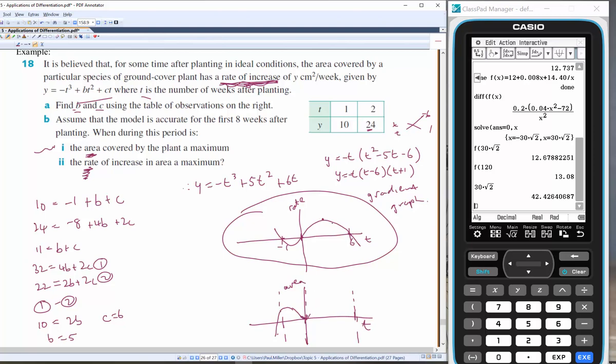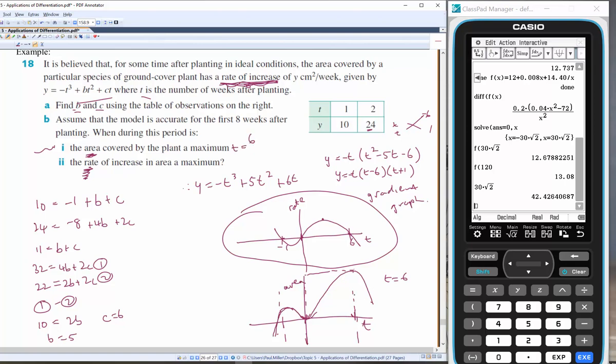And then note here that we've got a positive gradient all the way through to the stationary point at 6. So we're going to have a positive gradient through to a 0 gradient point, and then a negative gradient. That's basically what my area function will look like. And the maximum area occurs at this point here, when t equals 6. So the area covered by the plant is a maximum at t equals 6.